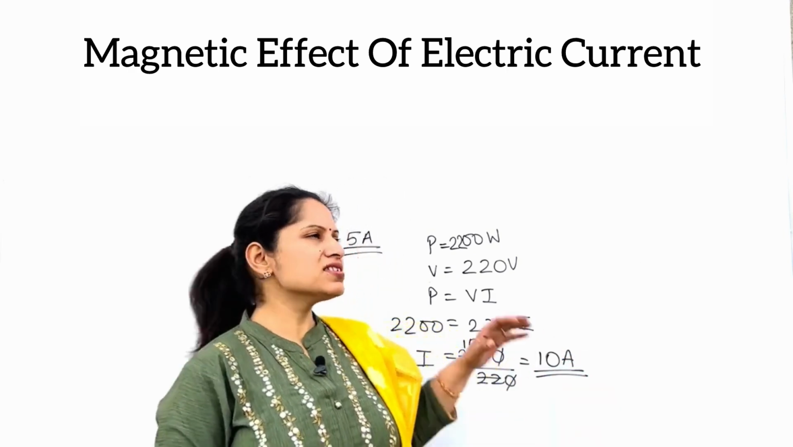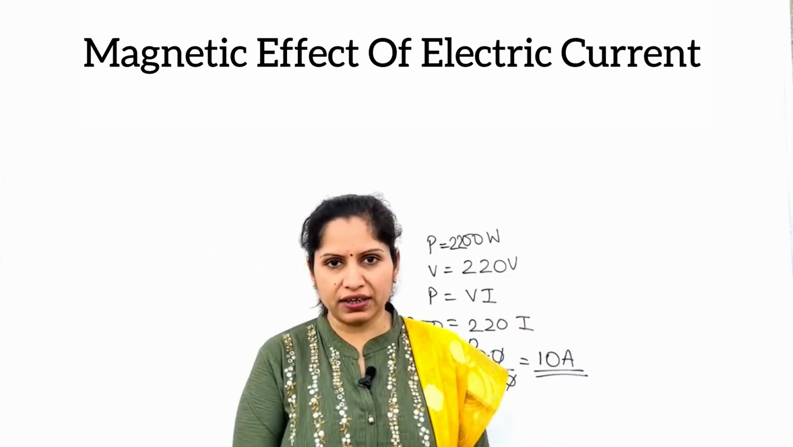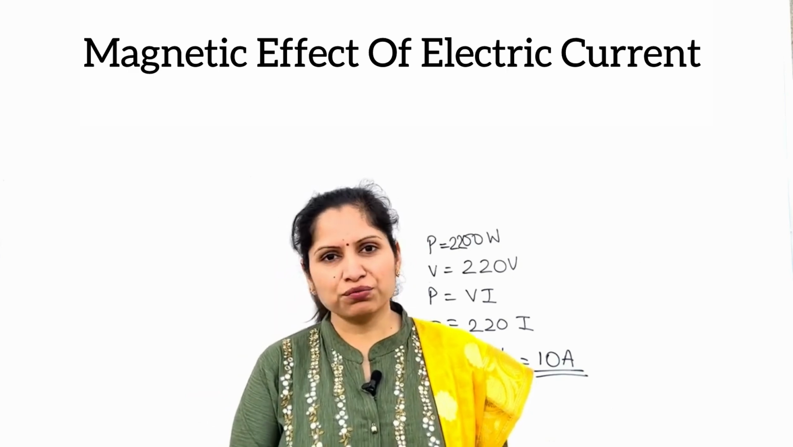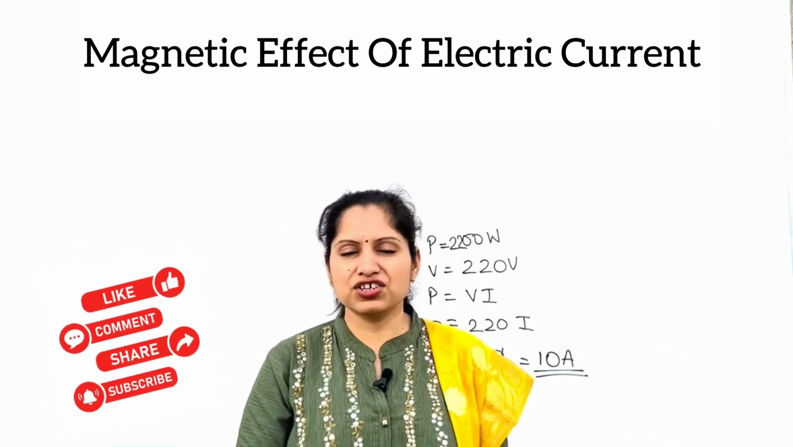A similar question is given in the NCERT book. The values are different. You can just work it out. So that's all from this chapter, magnetic effect of electric current. We have tried to revise everything in just one video.